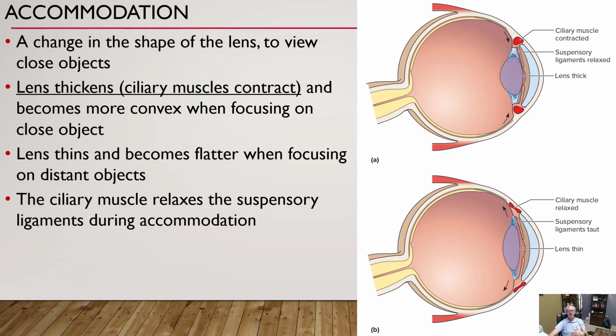And I said that the lens changes shape. When it does that, that is called accommodation. Accommodation is when that lens changes shape to view objects, or to view close objects. So that lens can become thick or it can become thin. It can alter its shape if those ciliary muscles contract, that lens becomes thick. If those ciliary muscles relax, that lens will become thin.